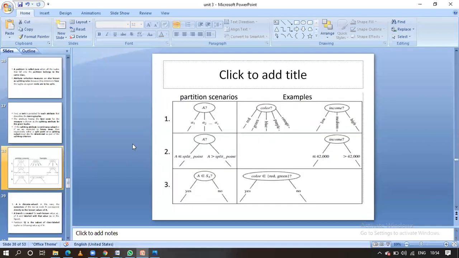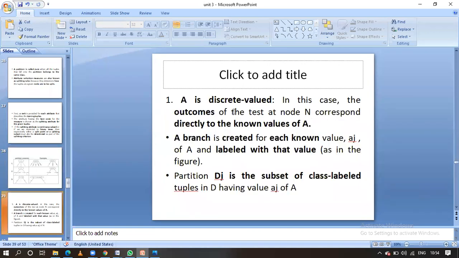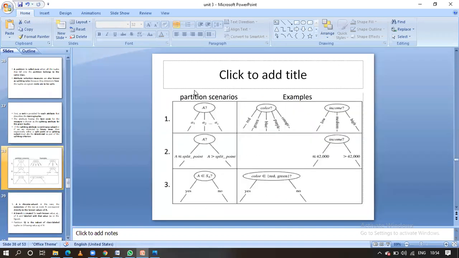Here the first one is the color. That comes under the discrete valued one, guys. Each and every partition will have one sub row, represented with different labels. For this one, red is the label. For this one, green is the label, blue. Likewise, we are going to partition. This comes under the partition subset.